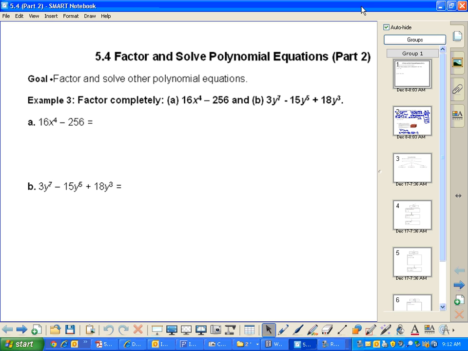So I need a little bit of help. If you look at example 3 right here, it says factor completely 16x to the 4th minus 256 and 3y to the 7th minus 15y to the 5th plus 18y cubed.